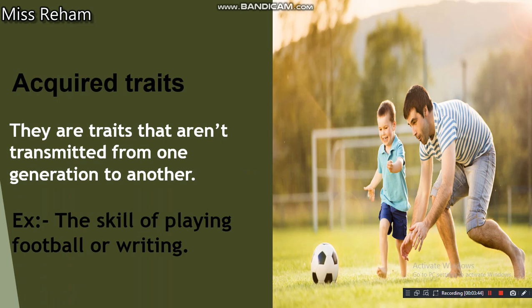Now we have two types of traits, which are, yeah, I need to hear you. Yeah, exactly. Hereditary traits and acquired traits. One of them is transmitted from one generation to another, and this is called hereditary traits. The other isn't transmitted from one generation to another, and this is called acquired traits.